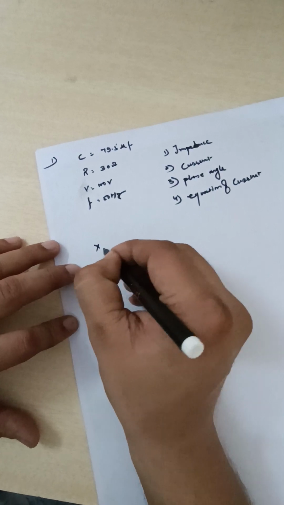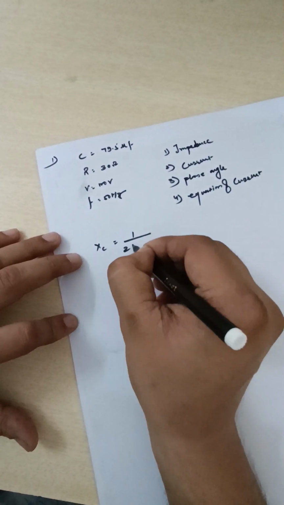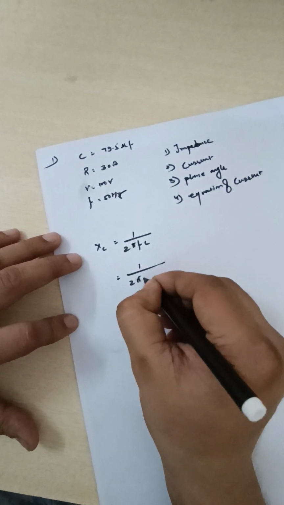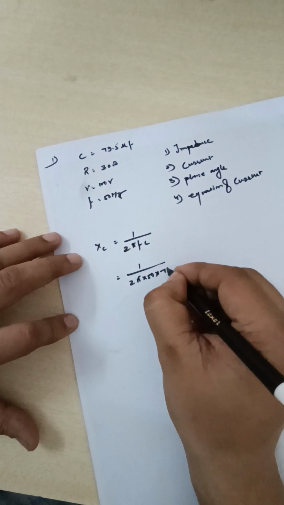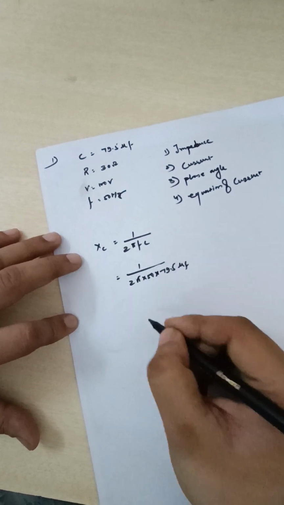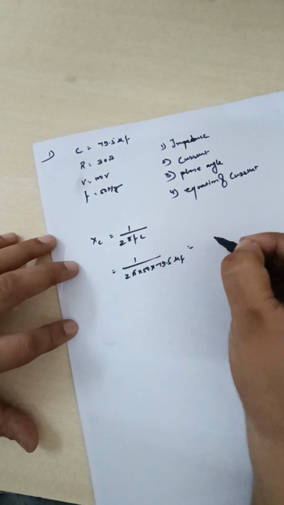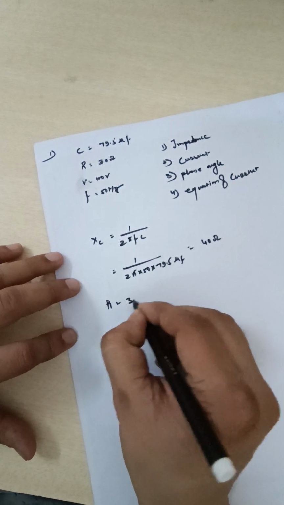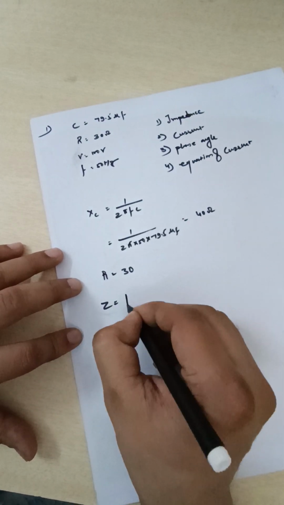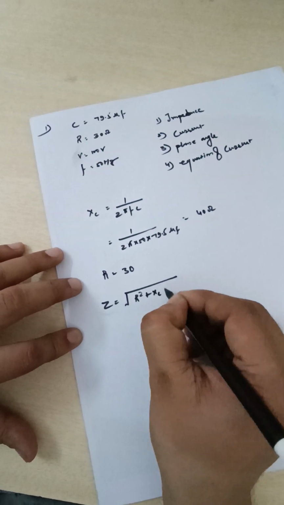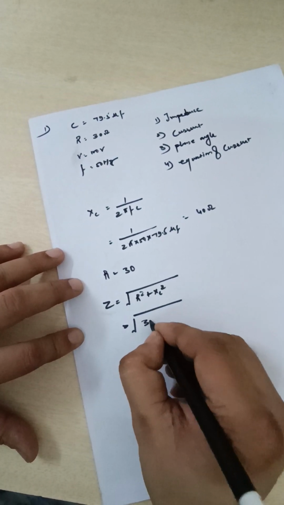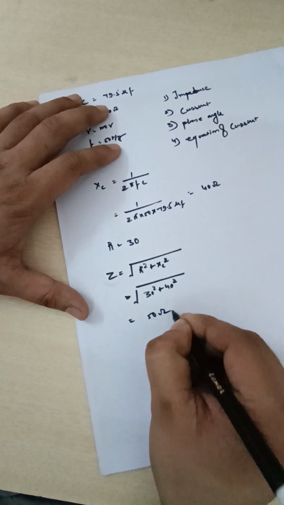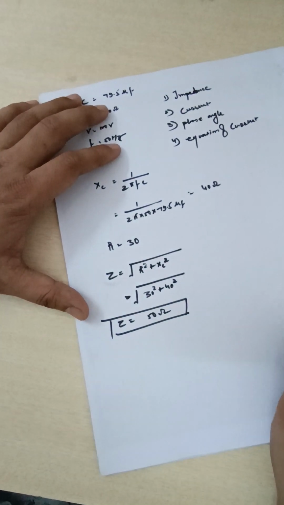So first of all, what I will calculate? Xc. Xc is 1 upon 2 pi Fc. So 1 upon 2 pi into 50 into 79.5 microfarad. On solving it, I will get 40 ohm. R is already given, 30 ohm. So what will be the impedance? Z will be equal to the square root of R square plus Xc square, under root 30 square plus 40 square. I will get 50 ohm. This will be the impedance Z, 50 ohm.